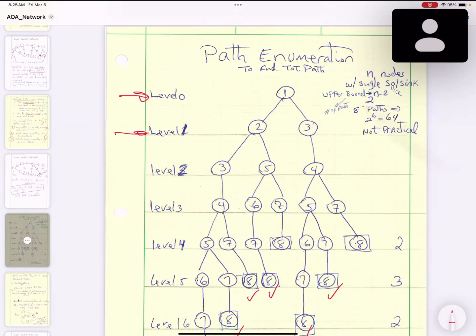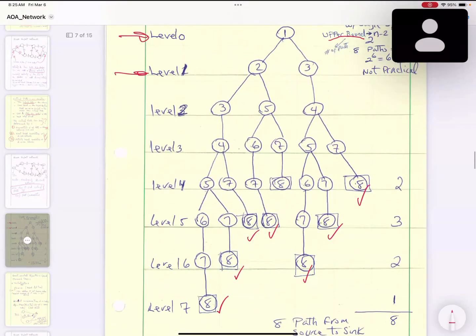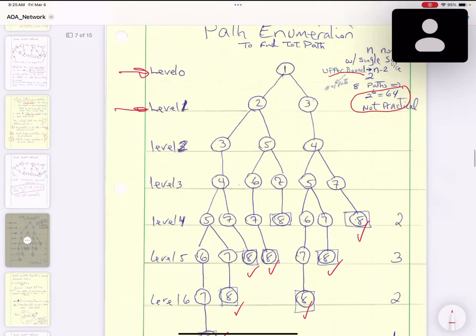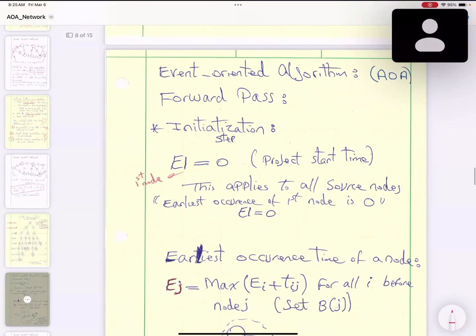If you look at this formula here, n is the number of nodes. We have a single source and single sink. So the upper bound is basically 2 to the power n minus 2. Here we have 8 nodes, 1, 2, 3, 4, 5, 6, 7, 8. So 2 to the power 6 is 64 paths that you need to compute. For a bigger project, this is going to go out of control. So we're not going to discuss this one. We're going to discuss the event-oriented algorithm, activity on arc. So that is our approach.